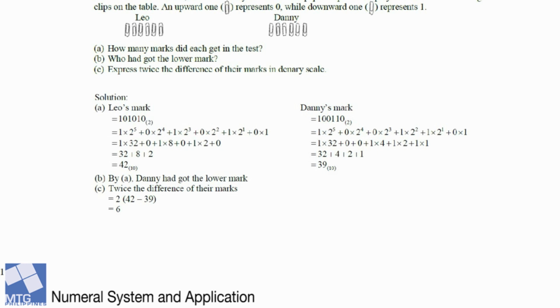So when we say twice the difference, this is just equal to 2 times the quantity 42 minus 39. When simplified, it is equal to 6.